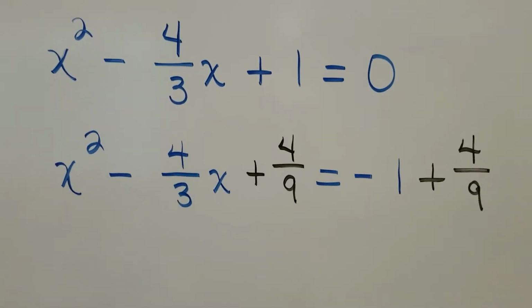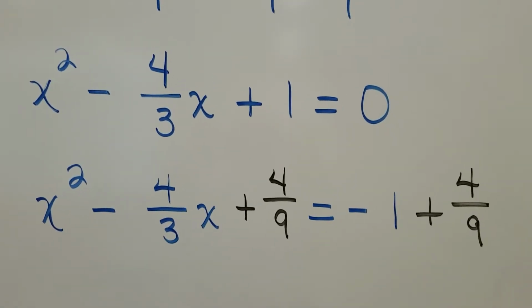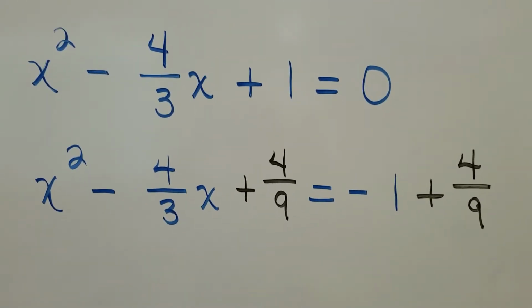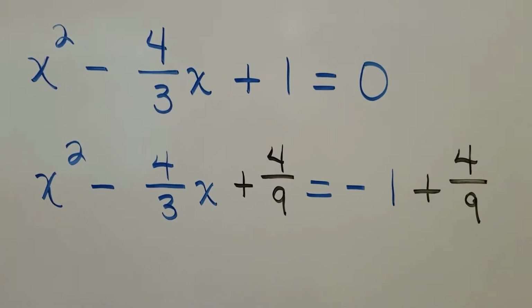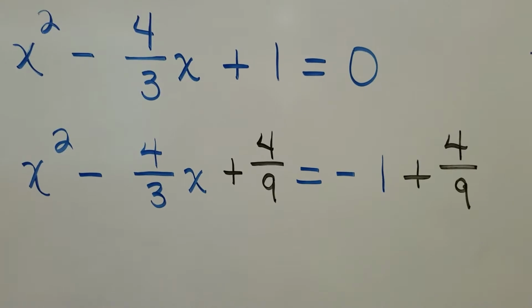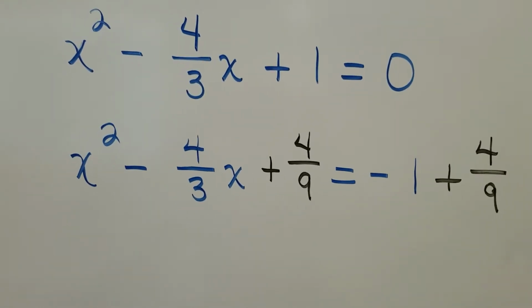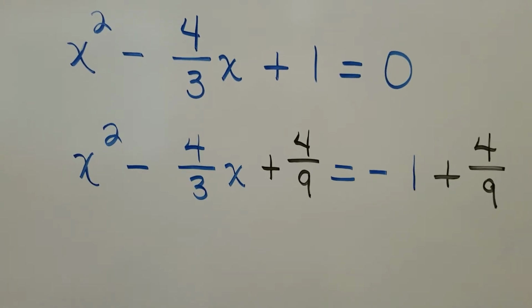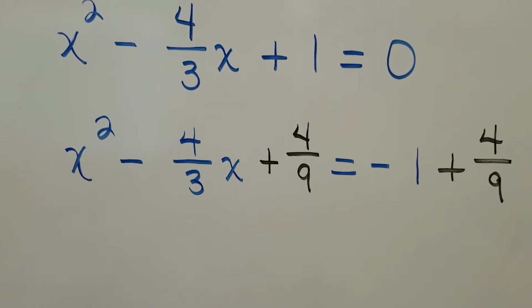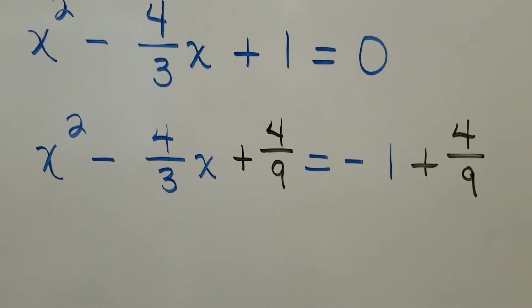All right, so the number we came up with was 4/9, and I've added it now to both sides of the equation. Remember, whatever you add to one side of the equation, you have to add to the other side of the equation. So added 4/9 on both sides. What has happened now on the left side is we should be able to factor that into a perfect square. Now on the right side of the equal sign, you're just going to have to add fractions to combine those. So let's take a second and look at that.